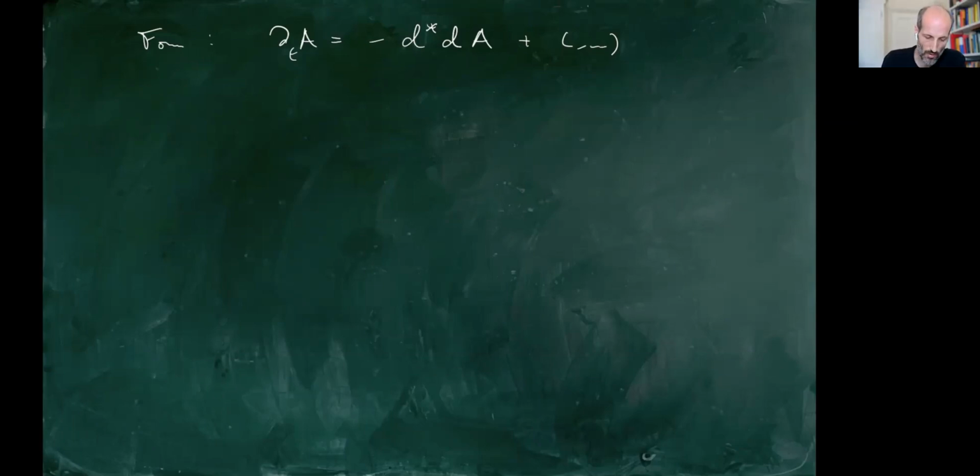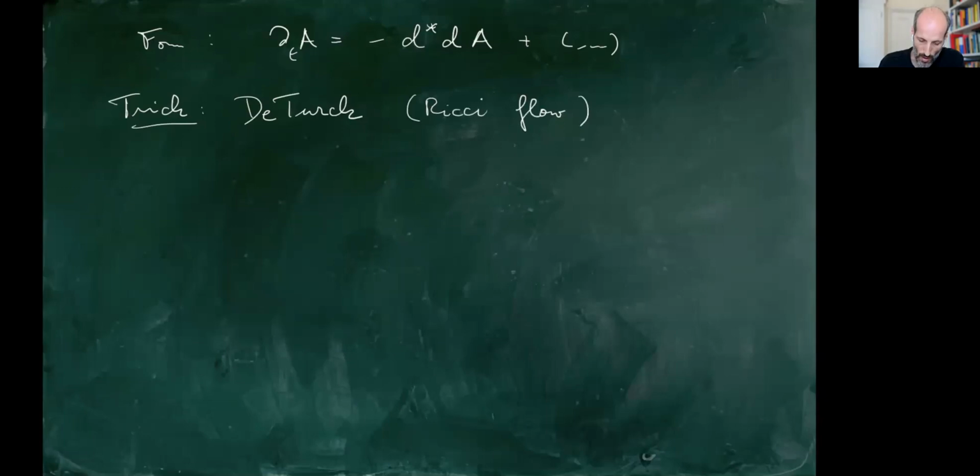So what does one do? Well, there's a standard trick, and that trick was originally introduced by DeTurck. That was actually in the context of Ricci flow, where you have a similar problem. And then it was used by Donaldson in the context of Yang-Mills.